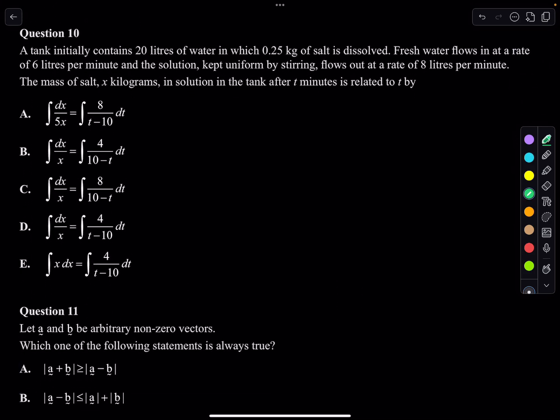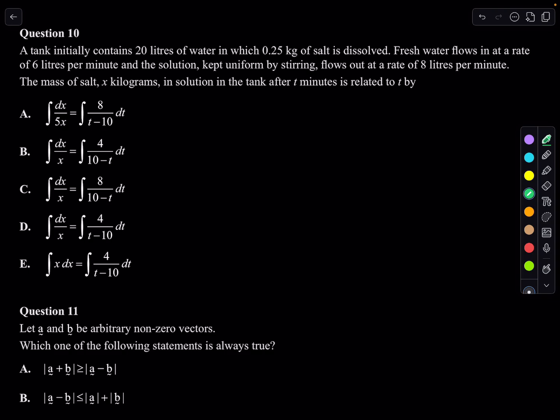10. Let's have a look at this. A tank initially contains 20 liters of water in which 0.2 kilograms of salt is dissolved. Fresh water flows in at a rate of 6 liters per minute, and the solution is kept uniform by stirring, flows out at a rate of 8 liters per minute. The mass of salt x kilograms in the solution in the tank after t minutes is related to t by what?